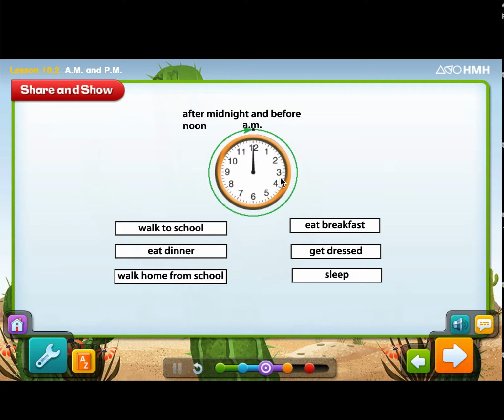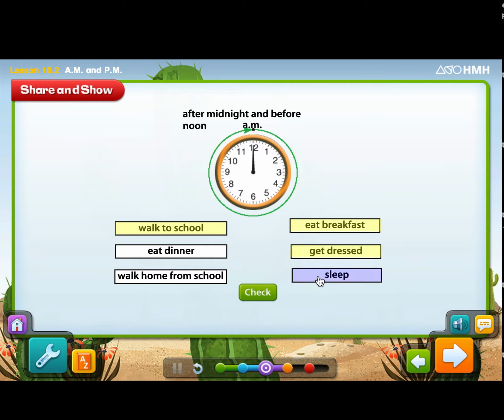So let's look. What would we do in the AM? So after midnight, but before noon. And noon would be like 12 o'clock, like lunchtime. So would we walk to school? Well, if you're going to school, we go to school in the morning. Eat dinner? No, we eat dinner after lunchtime, which is after noon and before midnight. Walk home from school? Well, we don't walk home from school in the morning either. Eat breakfast. We definitely eat breakfast in the AM. What about get dressed? We also get dressed in the AM.